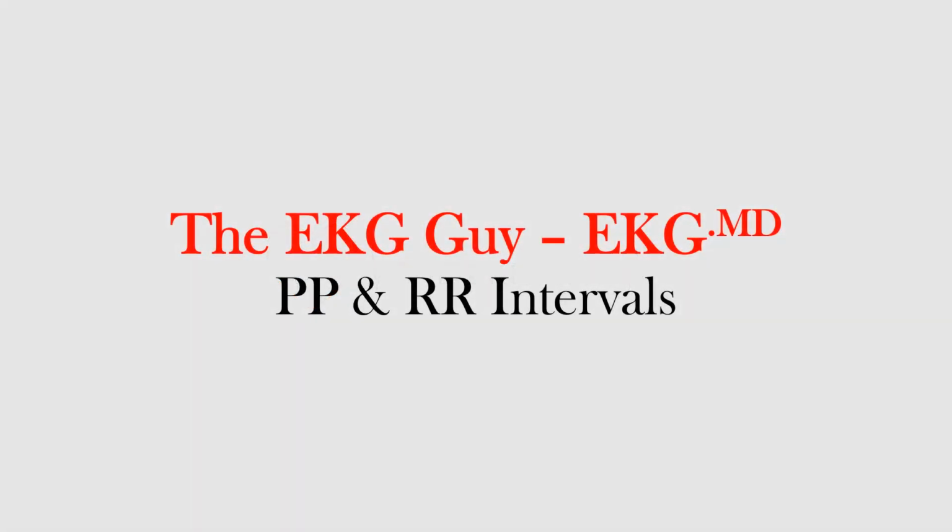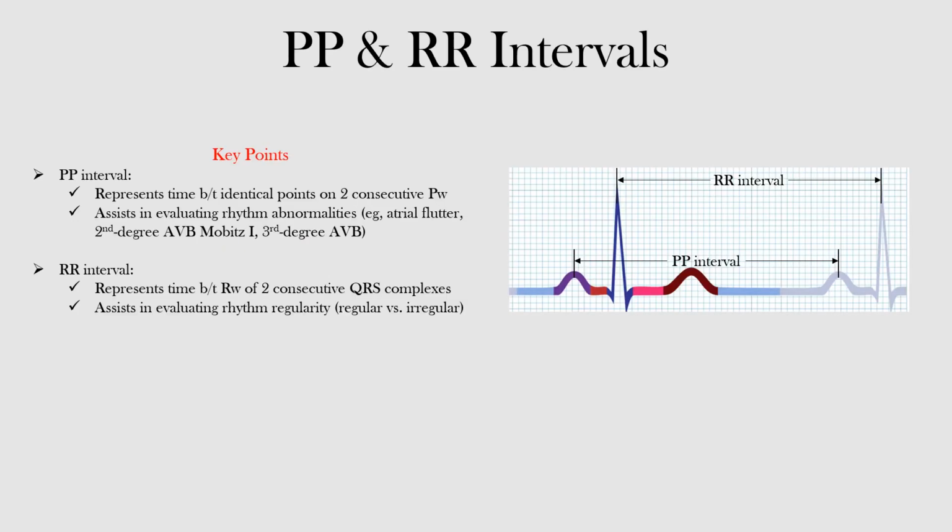In this lecture, we will discuss the P to P and R to R intervals, specifically what they represent and how they can be useful when interpreting EKGs. The P to P and R to R intervals are two common intervals that you will often hear about. Let's go through both of them.